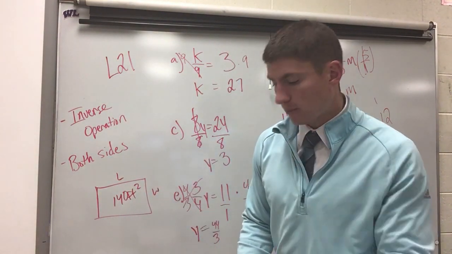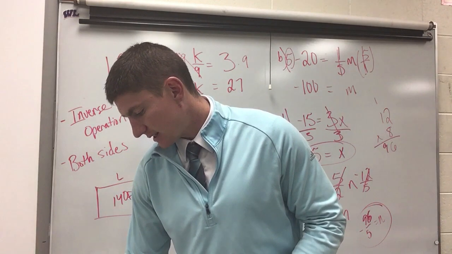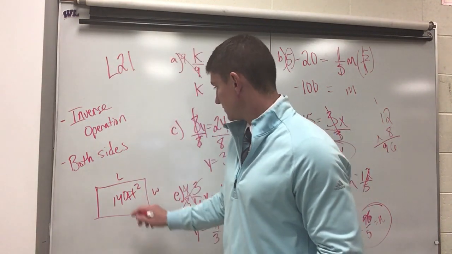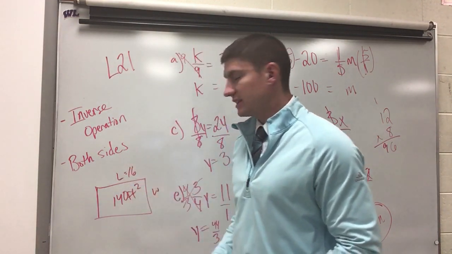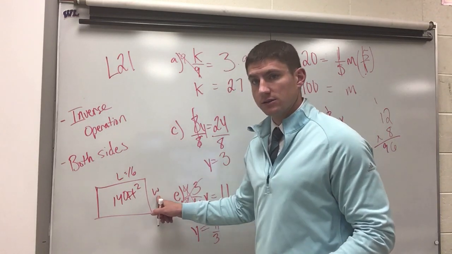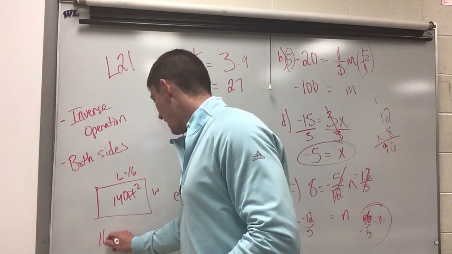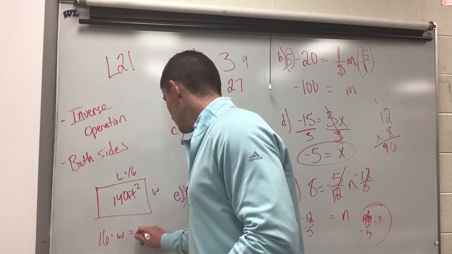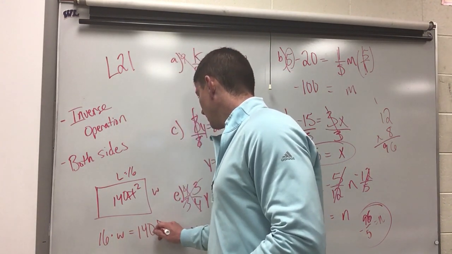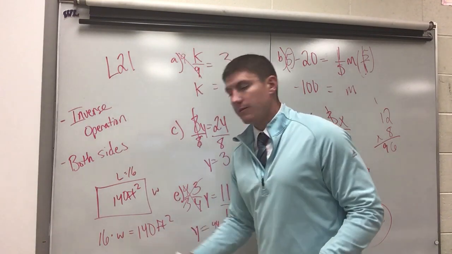But it gives us one more piece of information. It says the length of the pool is 16 feet. So we know that this equals 16 on this side. We don't know what the width is, but we already know the equation. 16, which is the length, times the width equals 140 feet squared. Well, how do I find that missing variable?